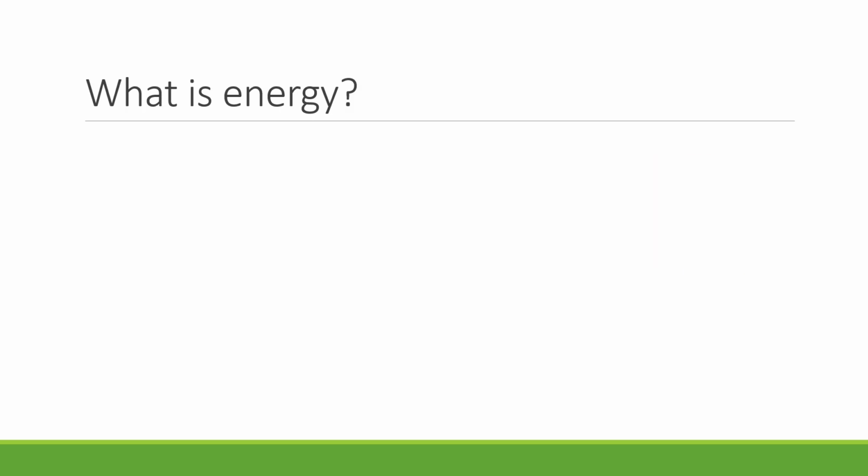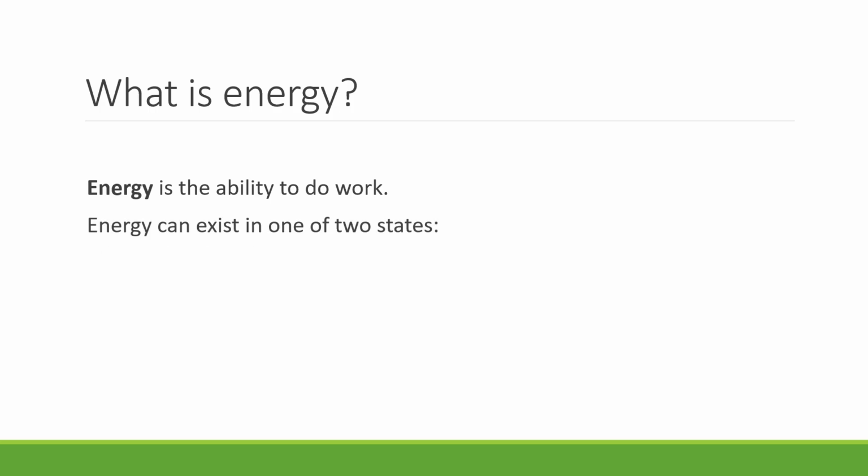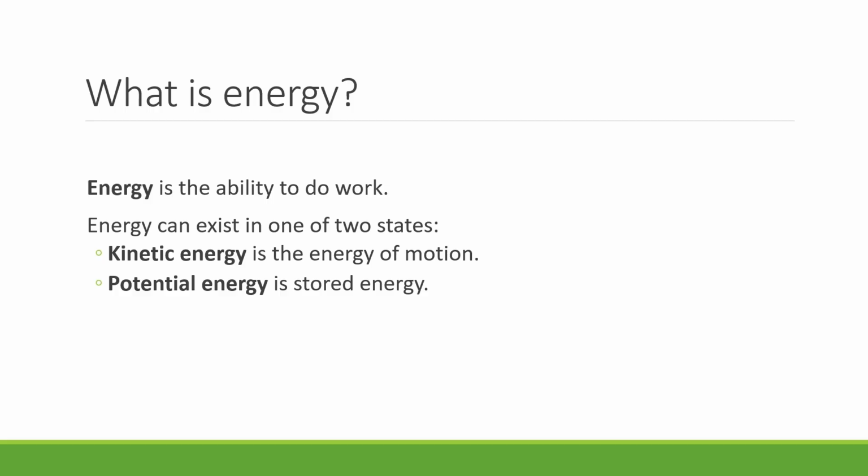In science, energy is defined as the ability to do work. And energy can exist in two different states. Kinetic energy is one of these, and that is the energy of motion. This means energy that is actively engaged, energy that is currently and presently being used. Potential energy is the second form, and this is stored energy, energy that is not currently in action, but it has the potential to be.